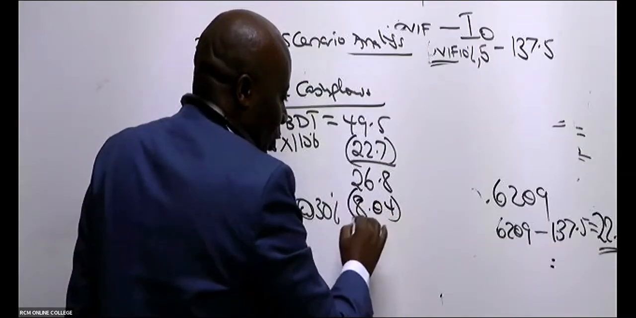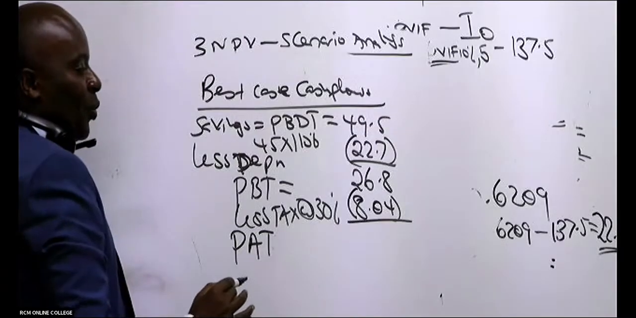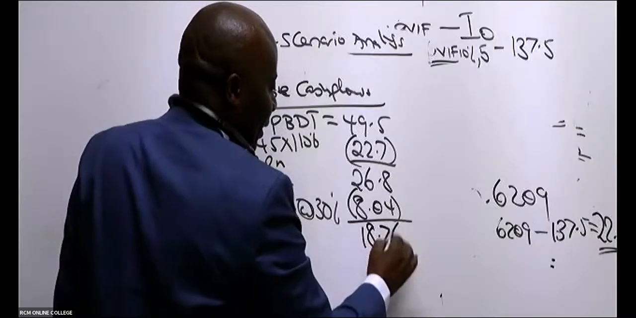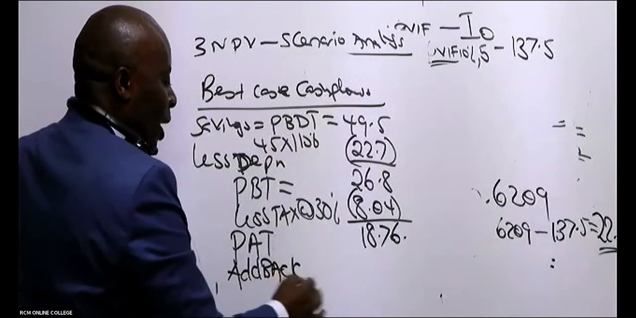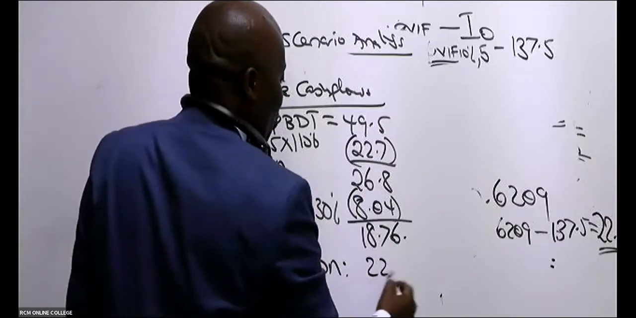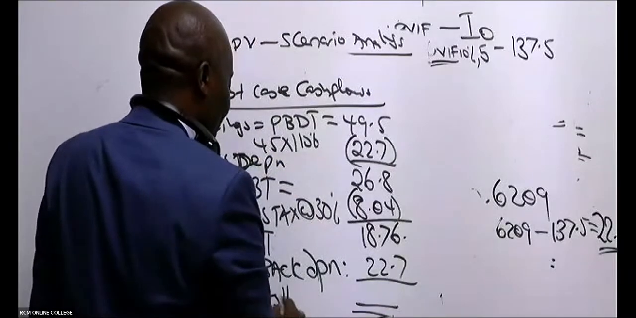28.04. Thank you very much. So you subtracted, and then you got what we call profit after tax, which gave us what figure here? 18.76. Then you come and add back what here? You add back depreciation, which gave us 22.7, which in this case gives us cash flow. Cash flow how much?